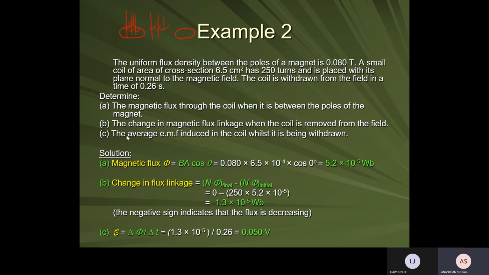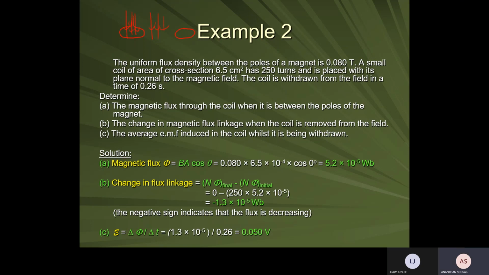Then what is the change in flux experienced by the coil? Change in flux is the final flux minus the initial flux, right? The final flux becomes 0, because the entire area is not overlapping with the magnetic field anymore. Totally removed from the magnetic field, so flux becomes 0. So change in flux is 0 minus this, you get negative 1.3 times 10 to the power negative 5 Weber. The negative sign indicates that the flux is decreasing.